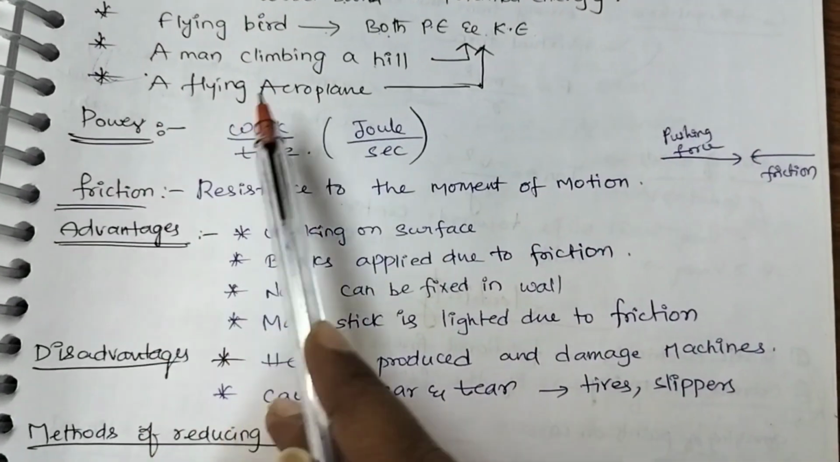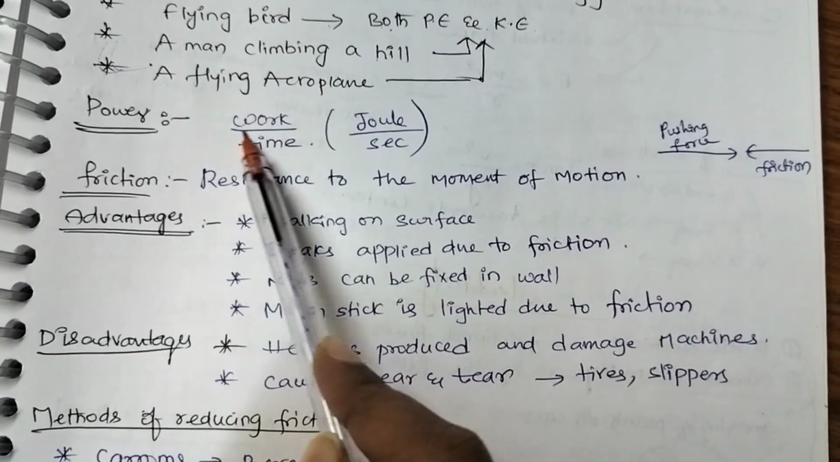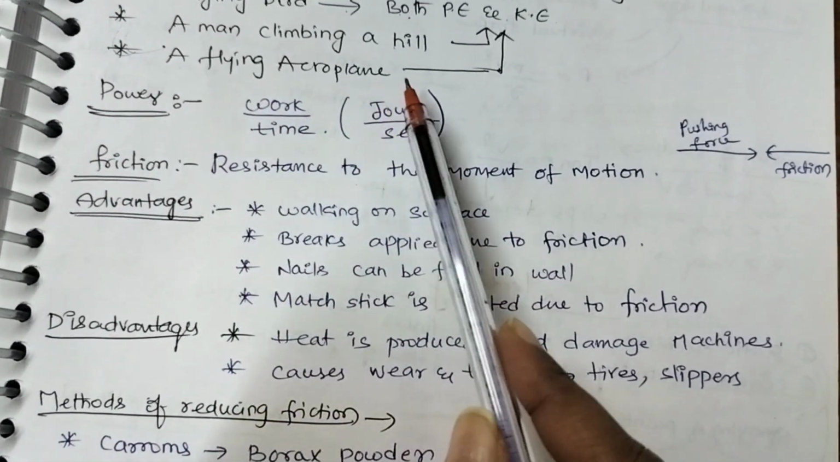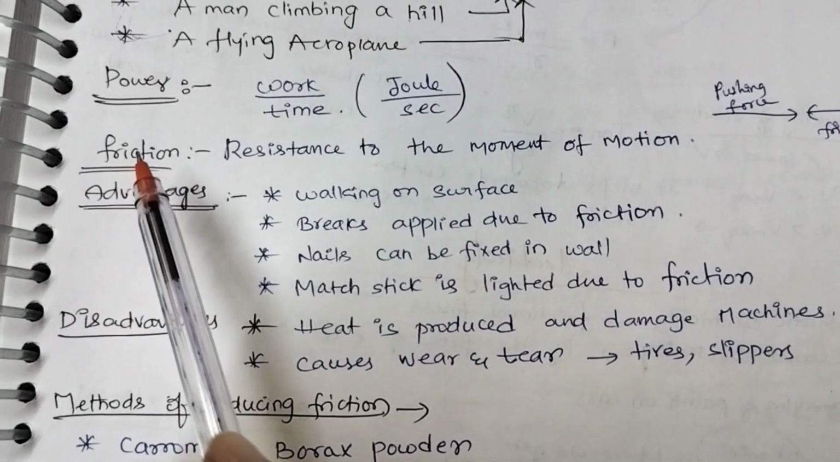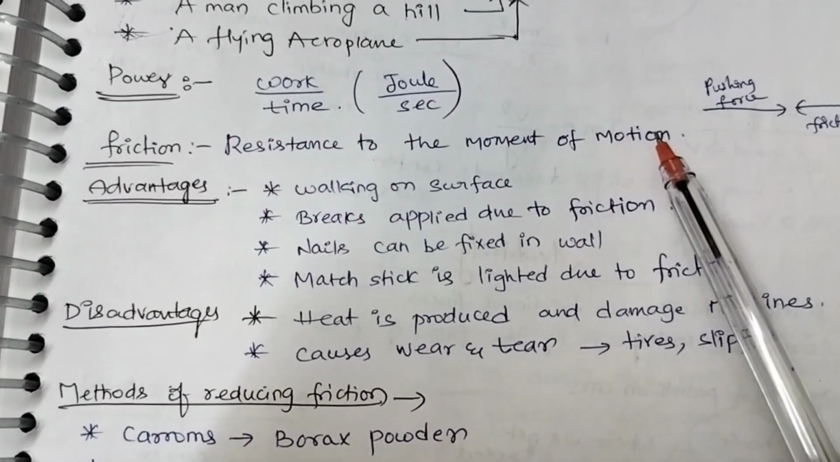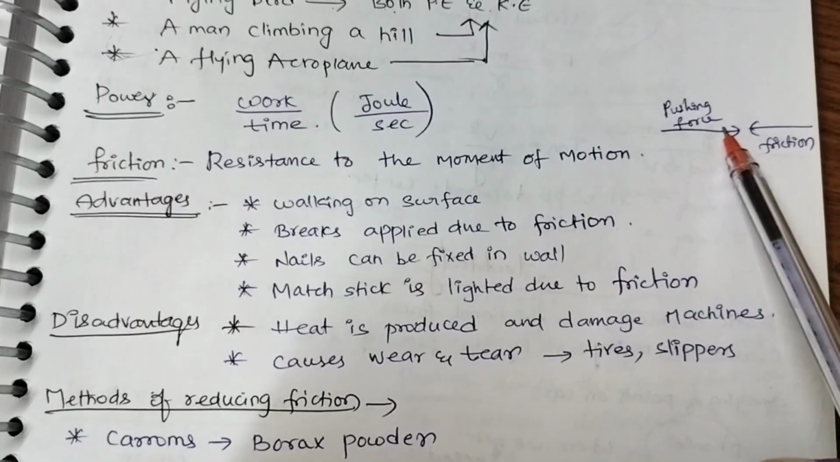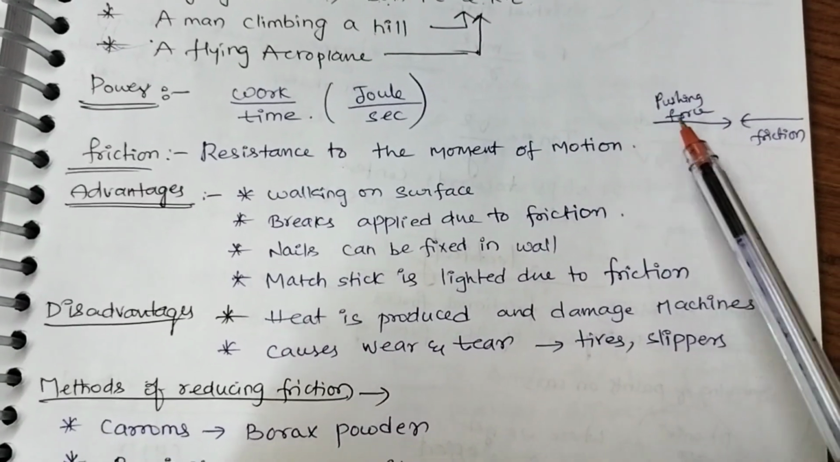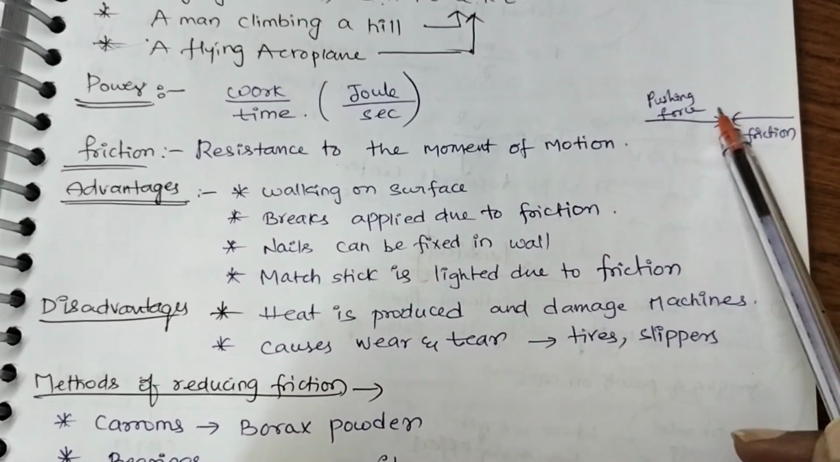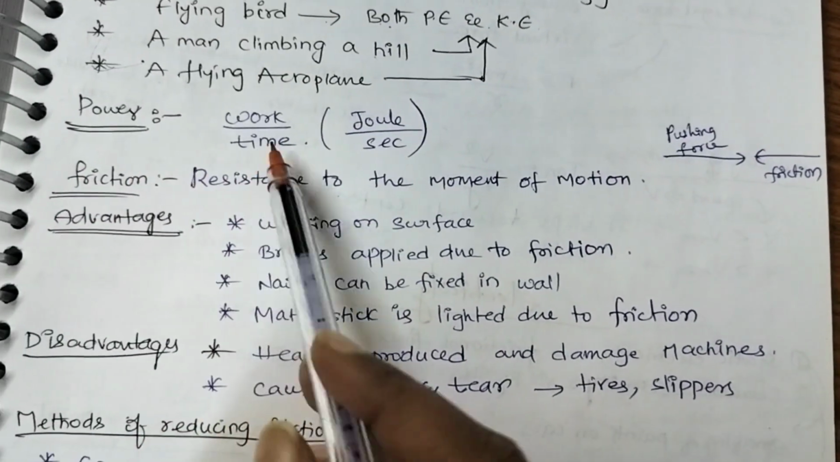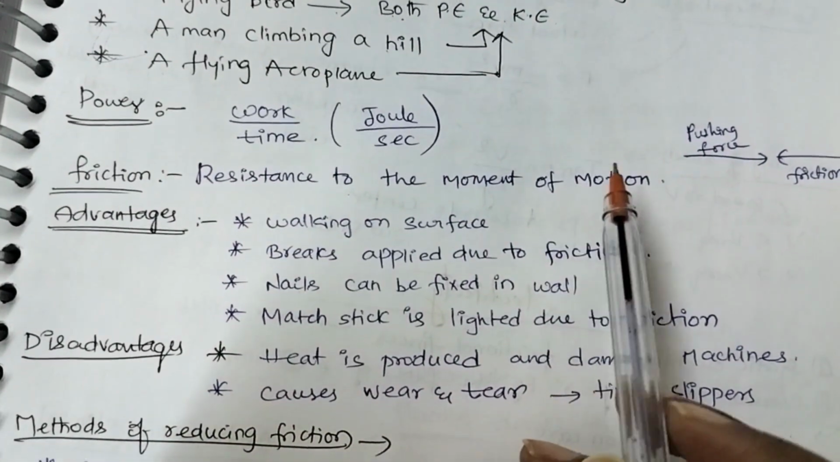We know power is equal to work by time. Units of work joule, time second, joule per second. Units of power is joule per second. Friction, resistance to the motion. If the force is pushing towards this, if the body is moving like this, then the friction is opposite to it. So what is meant by friction? Resistance to the motion.